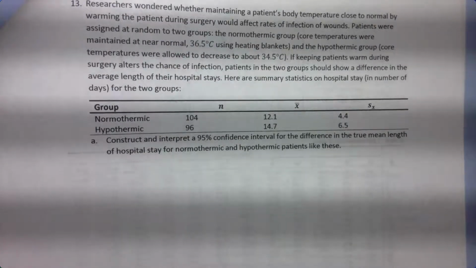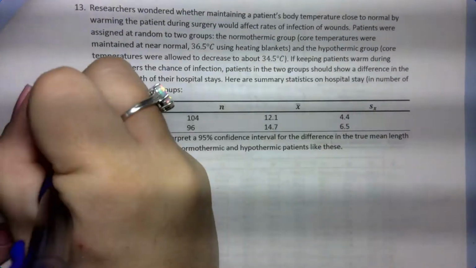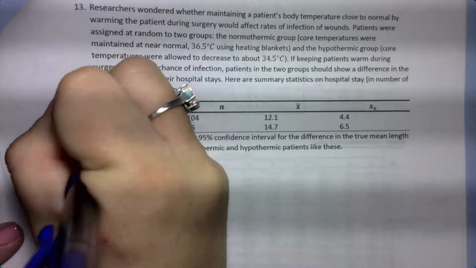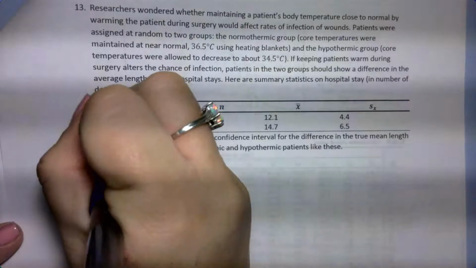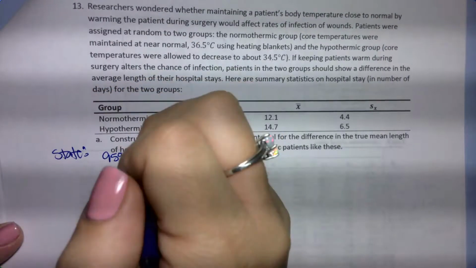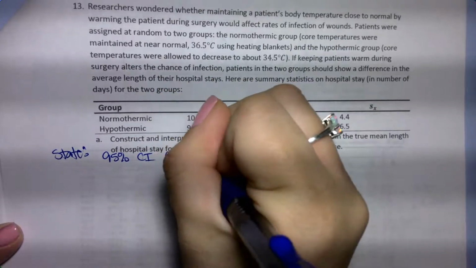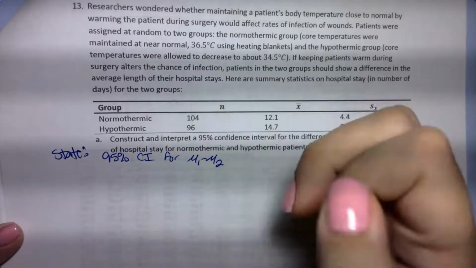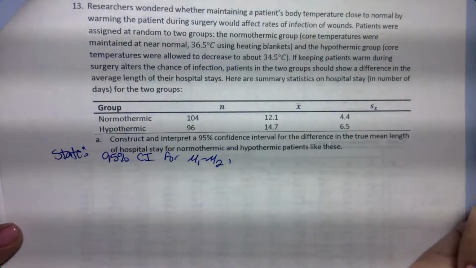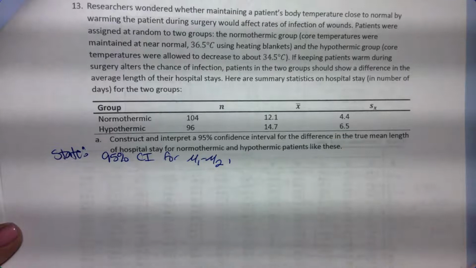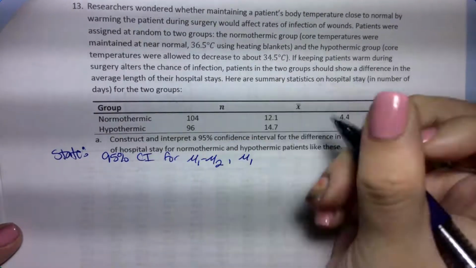So first thing I want to do is my state. Whenever it asks me to construct an interval, I'm going to do state, plan, do. So I have a 95% confidence interval for my difference in means, so mean 1 minus mean 2. And then I need to explain what my means are on the test. If you give me a confidence interval for a difference of two means, I will mark off points if you don't tell me what the two means are.